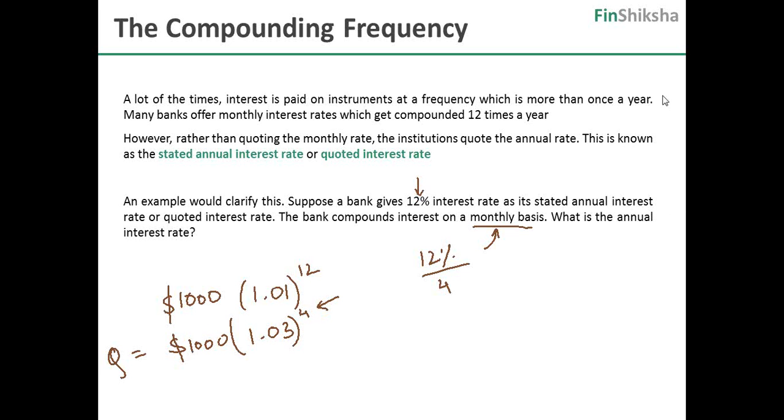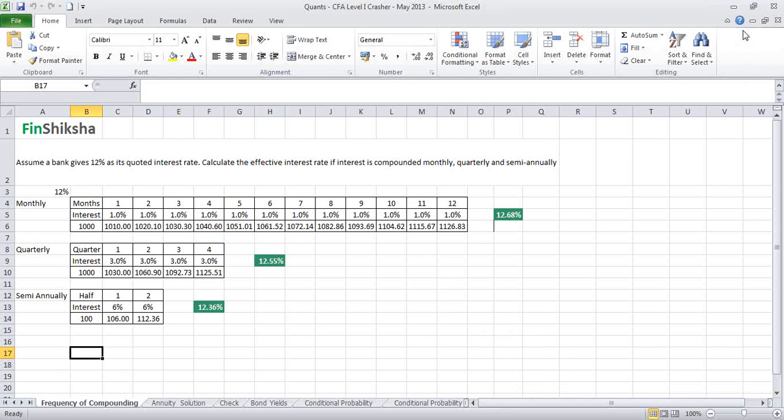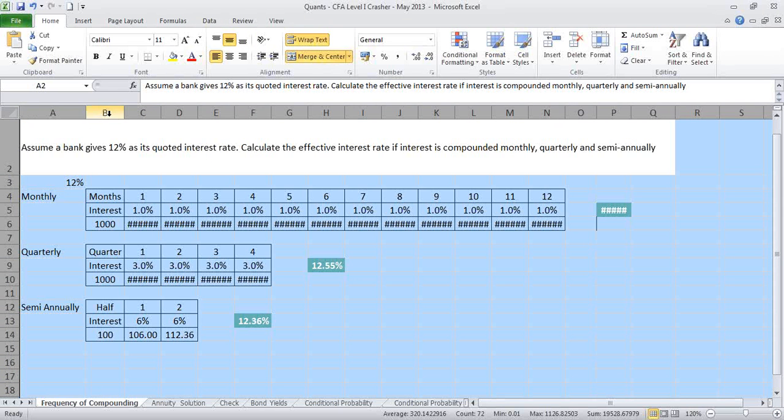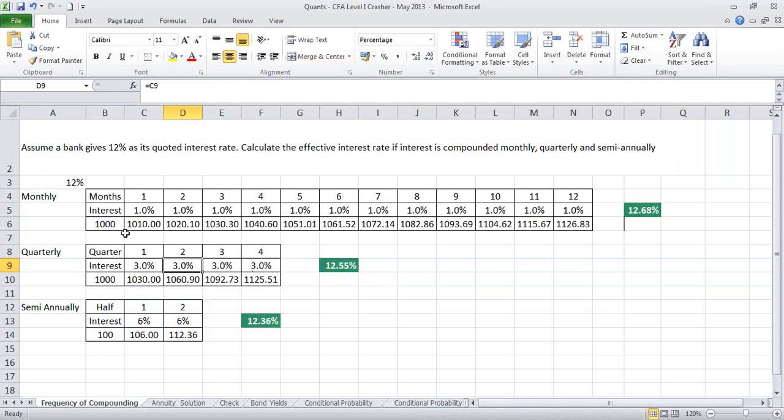So how does this look? If I could share a small Excel file with you, you will note that this will appear to be something like this, where we have taken the same 12% interest and effectively, let's say we have deposited $1,000. So what you see here is the 12% interest. We have deposited $1,000 each in 3 different accounts. One which gives monthly, one which gives quarterly, one which gives semi-annually.